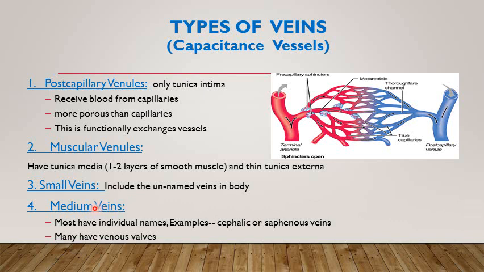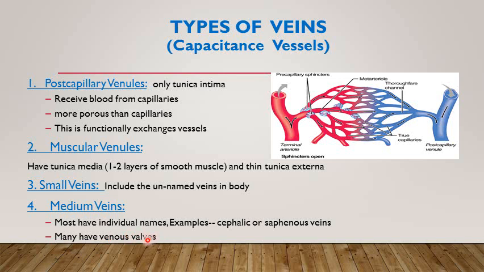Now here in the tunica media, the smooth muscle layer is increasing in its layers. So these are the medium sized veins. We now see these veins which are named veins, especially seen in the superficial veins such as the cephalic vein, the basilic vein, and the saphenous veins in the lower limb. So they are having many venous valves.